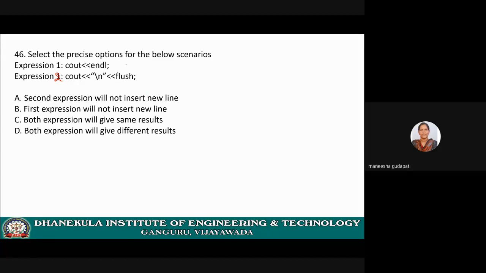So we have two expressions here. This is in the context of C++ programming. In C++ programming, cout means it will output the data. It works just like your printf, or in Java, it works like your println functions. So how do these two expressions work? Look at these expressions.